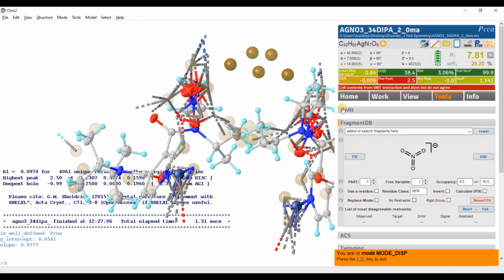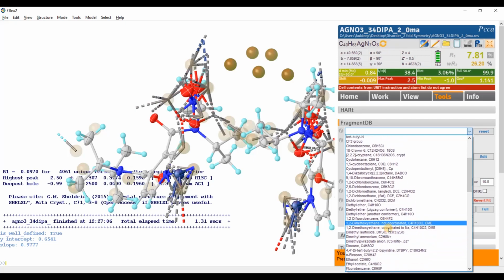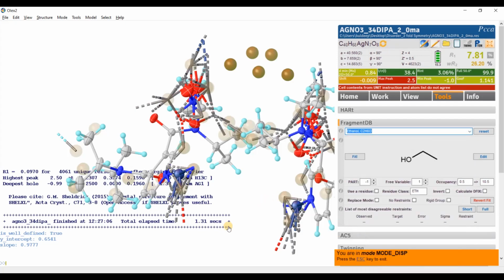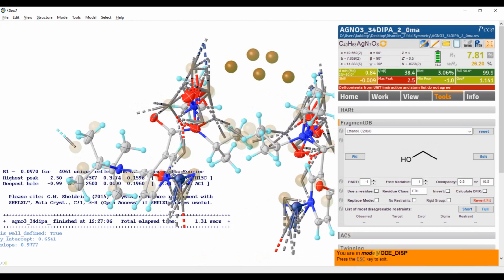it is not fully occupied. So I am going to search for the ethanol here. This is ethanol. Let's click okay, and then go to fit, part -1, free variable of course 1 and occupancy is 0.5. You can use the replace mode or you can even use the residue, it's up to you. This time let's use this residue and let's go to fit.